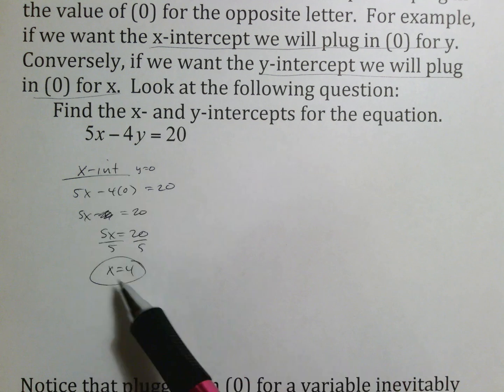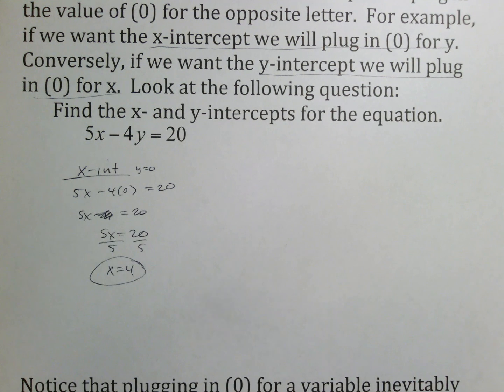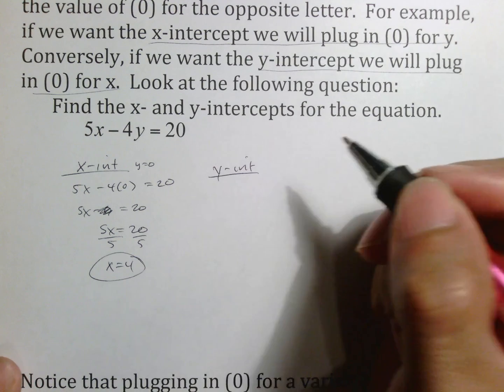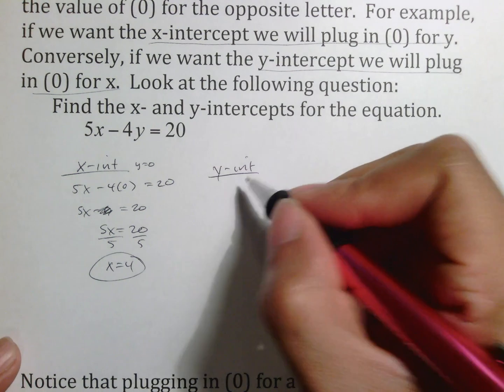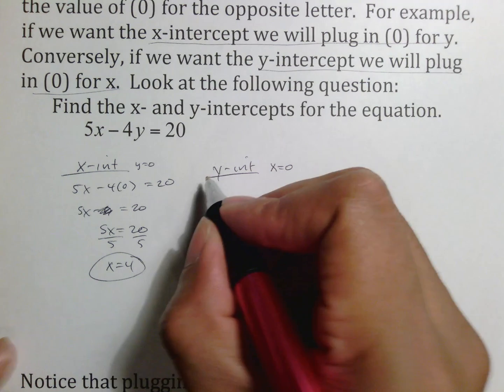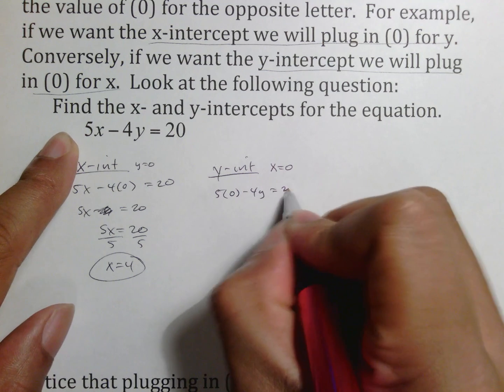Again, the x-intercept is x equals 4. Notice I'm looking for the x-intercept, and my answer was an x. When I go to find my y-intercept, I label it. I keep in mind that if I want the y-intercept, I put 0 in for the opposite letter, which is x. So I write this now as 5 times 0 minus 4y equals 20.